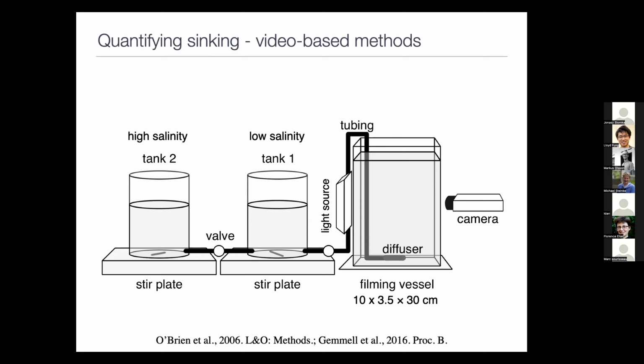And we also use a salinity gradient in this filming vessel. So we have high salinity at the bottom and low salinity at the top, and we have a very gradual salinity gradient. The purpose of this is to minimize any ambient motion of the fluid. And this is quite important because diatom sinking speeds are very slow, so any ambient motion quickly overwhelms the sinking speeds.